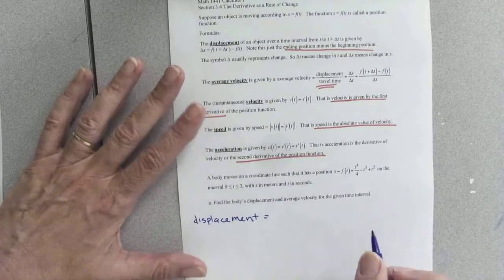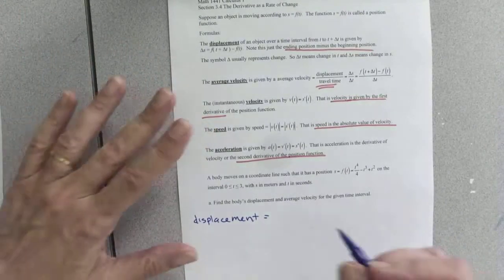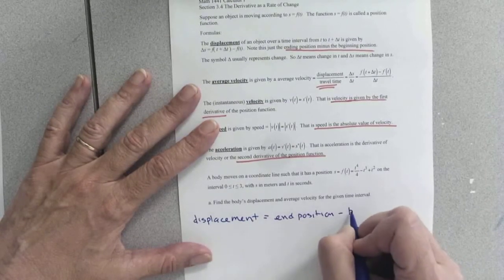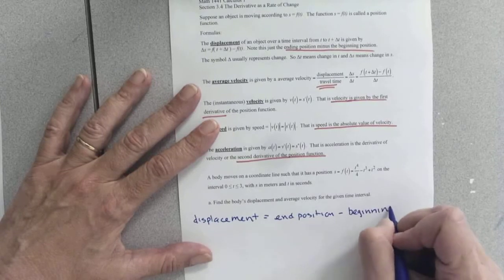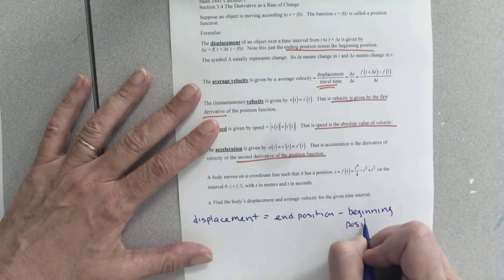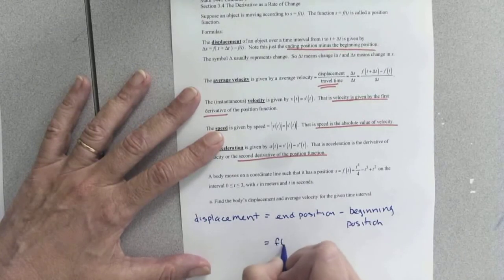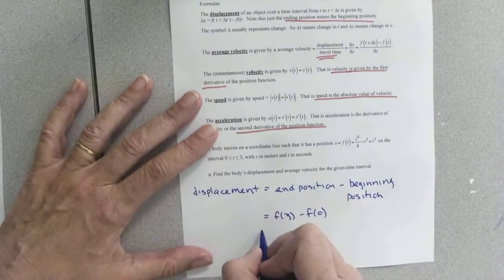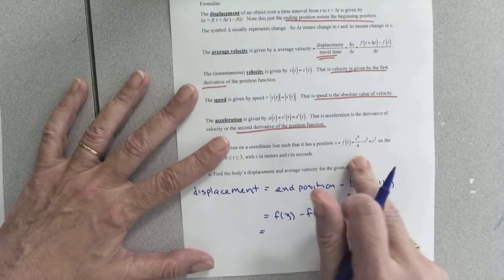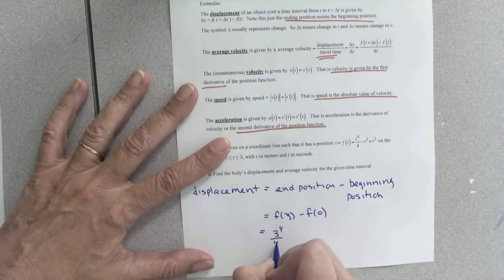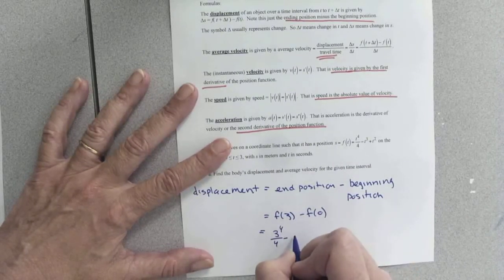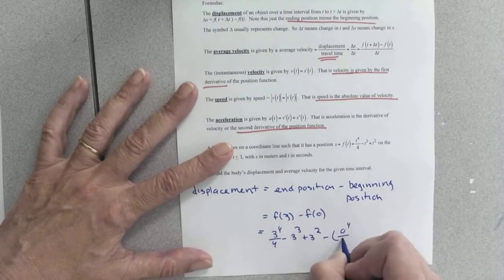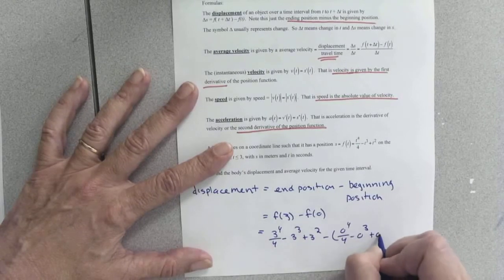And like I said, I just like the words. End position minus beginning position. So in this case, f of 3 minus f of 0. And so just plugging into the original formula right there, that's going to be 3 to the 4th over 4 minus 3 cubed plus 3 squared, minus parentheses 0 to the 4th over 4 minus 0 cubed plus 0 squared.